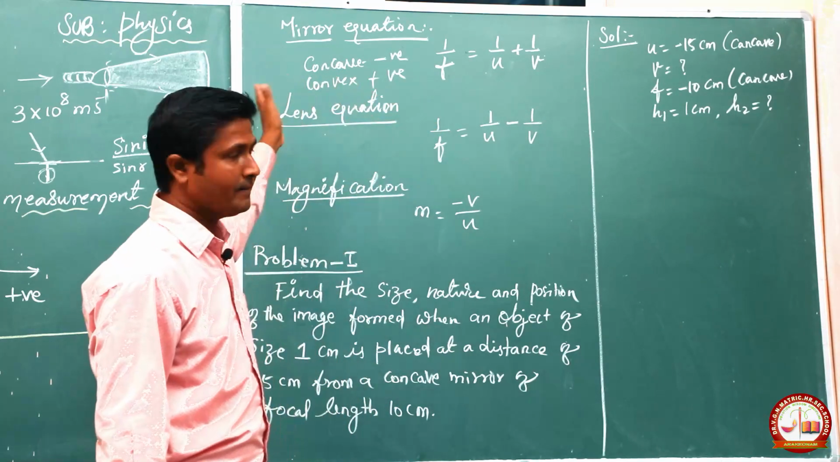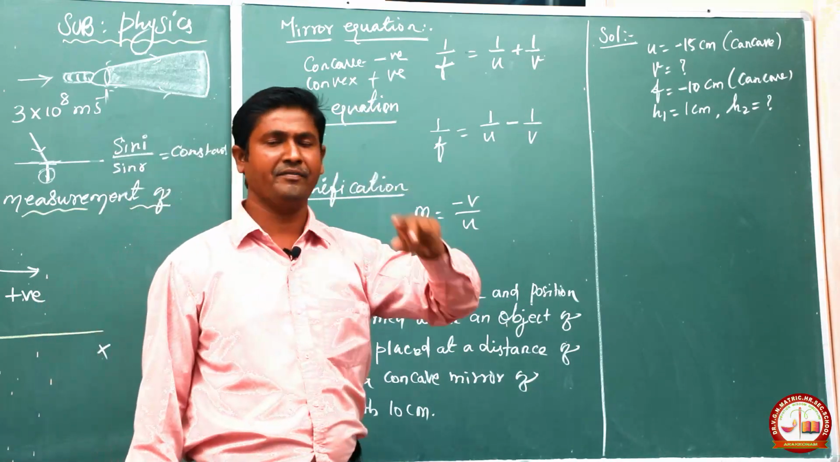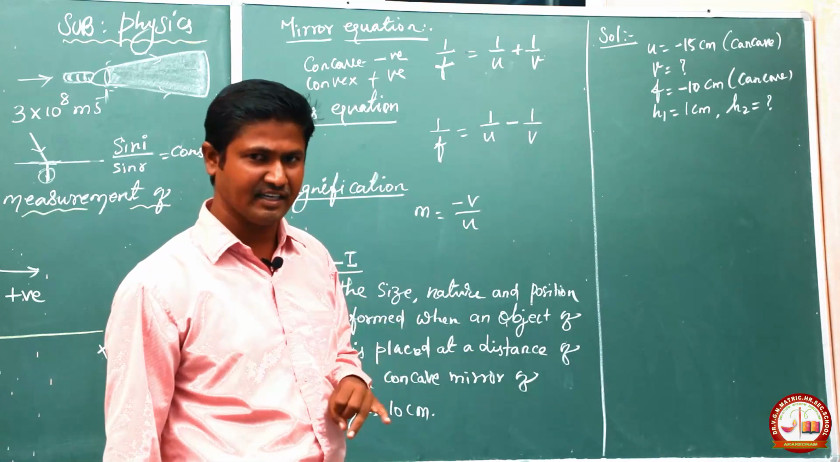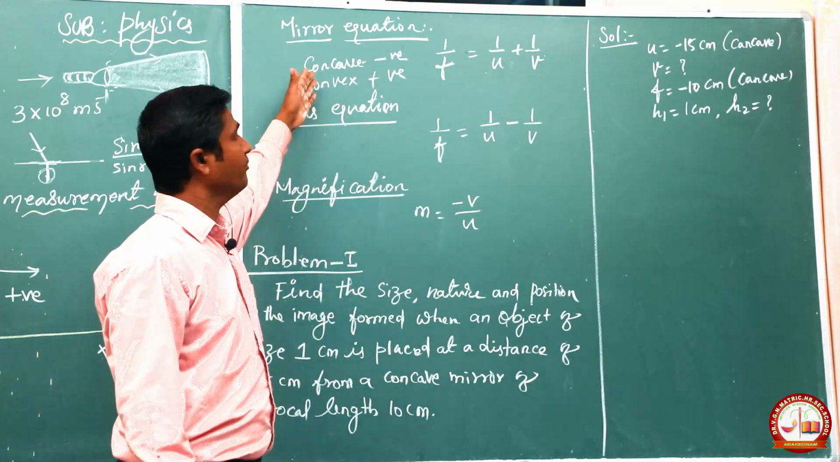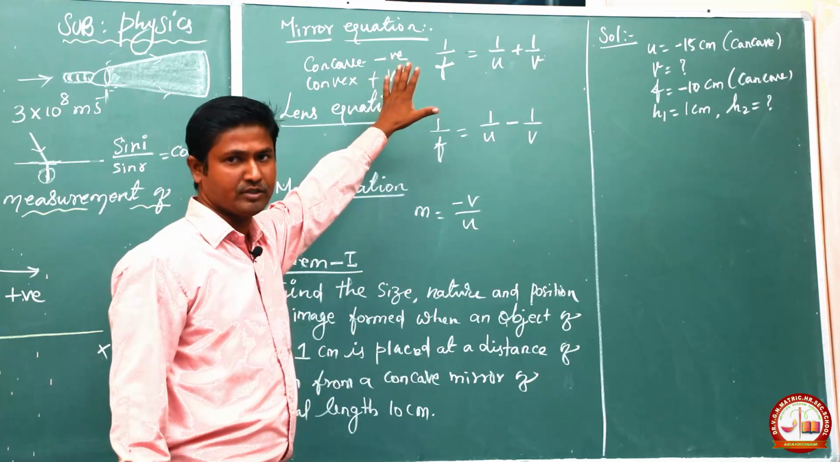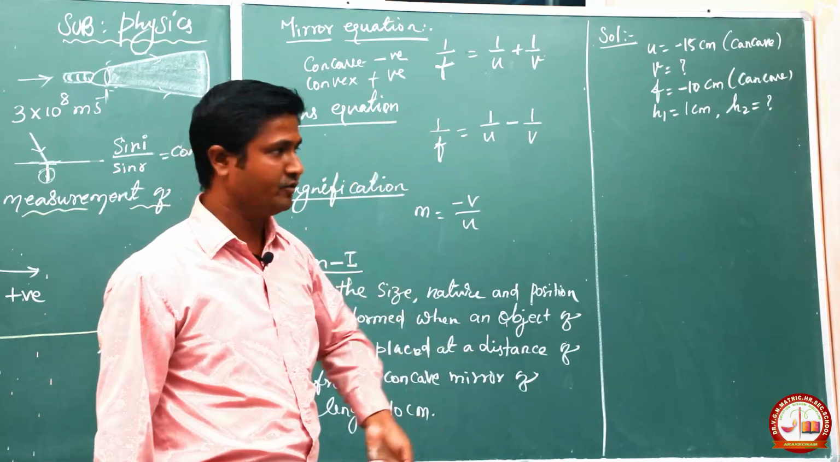Next, we go to the lens equation. There are two types of lens: one is a concave lens, another is a convex lens. Same as the mirror, the concave lens has a negative sign and the convex lens has a positive sign.